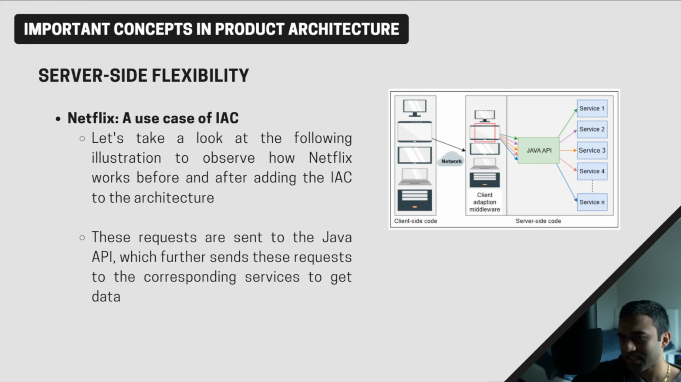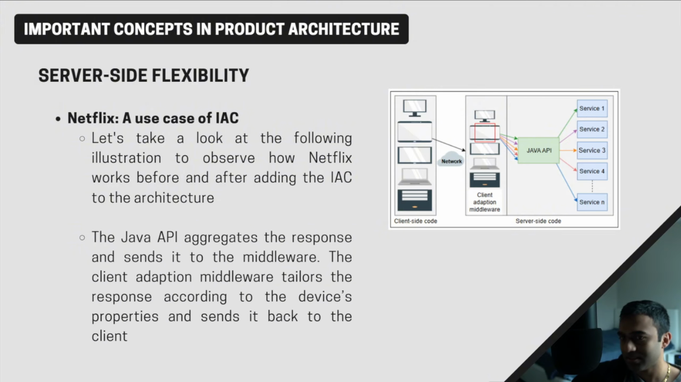These requests are sent to the Java API, which further sends these requests to the corresponding services to get data. And then the Java API aggregates the response and sends it to the middleware. The client adaption middleware tailors the response according to the device's properties and sends it back to the client.